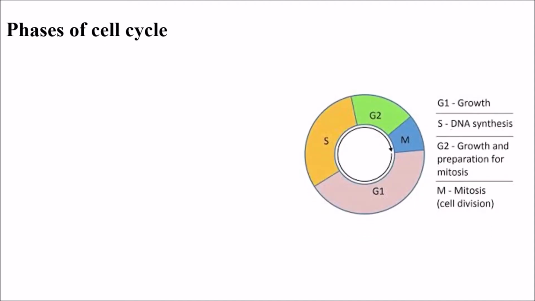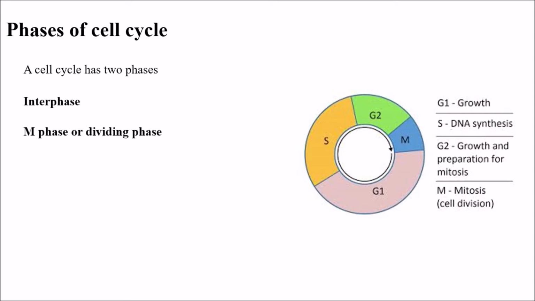So, what are the phases of the cell cycle? We can see the diagrammatic representation of the cell cycle here. A cell cycle has two major phases. They are interphase and M phase, and M phase is also called the dividing phase.